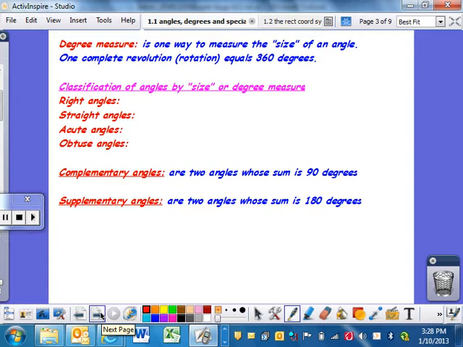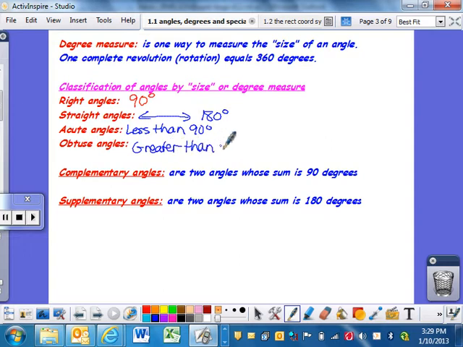Angles, if you look at this slide, you guys should be able to know this. Right angles, I hope you think 90 degrees, okay? Straight angles, just a straight line. How many degrees is that? 180 degrees. Acute angles are less than 90, and obtuse angles are greater than 90. Hopefully when I write those, you can make those connections.